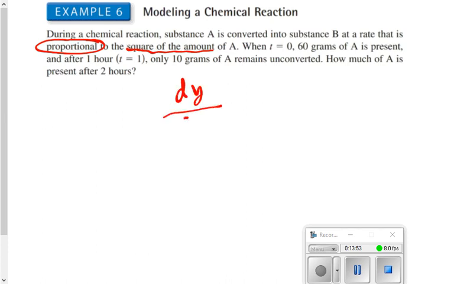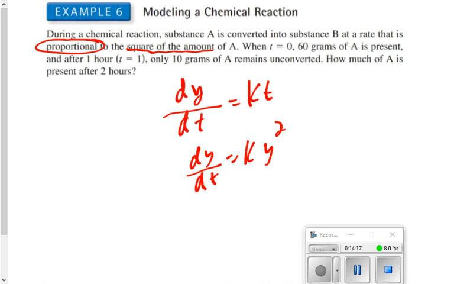So I'm going to do dy/dt equals kt, and then the square amount of A. Well, that tells me that dy/dt is k times y squared. Remember, if you're looking at the half-life formula, y is how much you have left. So it's kind of the same thing in this. So how much I have left is y squared.